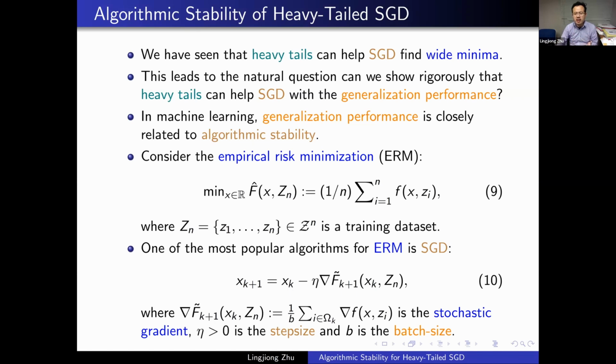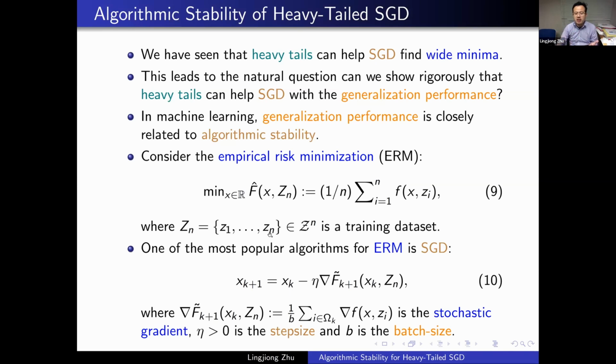For algorithmic stability, essentially, let's say you have an empirical risk minimization problem, which is given by equation 9. The output of the empirical risk minimization problem is the SGD. Let's say at the k-th iterate you stop and you get the output, and that output depends on the training data set Zn. Zn consists of Z1, Z2, up to Zn. That's the training data set.